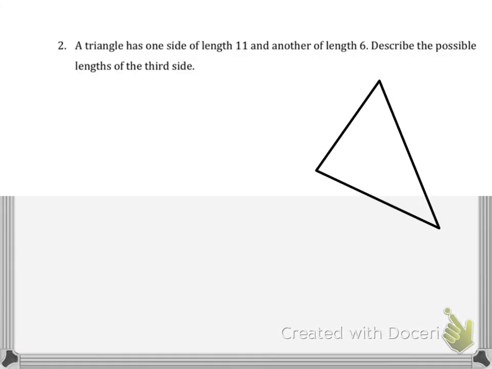Okay, so in this second extra practice problem, it says a triangle has one side of length 11, so let's make this 11, and one of length 6. Describe the possible lengths of the third side. So I want an inequality statement. So your third side will be called x. So put your x in the middle of your inequality statement. Add 6 and 11, you get 17. So that other side has to be less than that sum. So therefore it has to be less than 17.